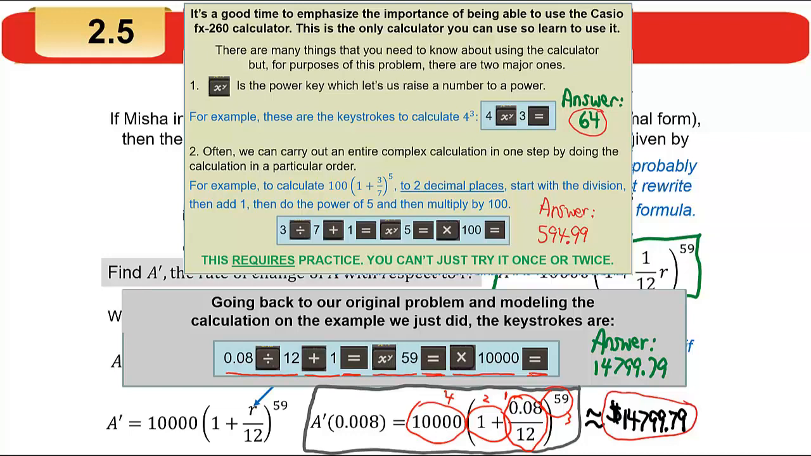Please pause everything right now and do this calculation yourself several times and make sure you can reliably get this answer. I can't overemphasize how important it is for you to practice this. It is not something you can get by just doing it once or twice. Please take this seriously.